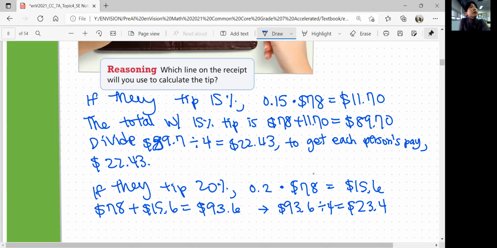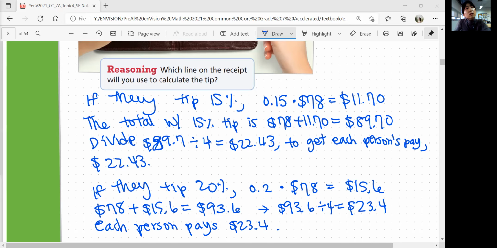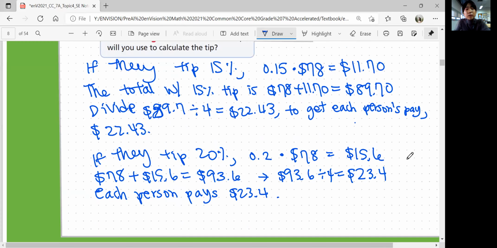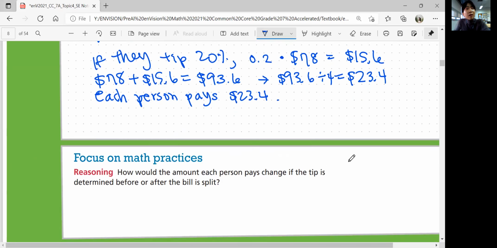So every person will pay 23.4 when they're tipping 20%. Okay, so it's not too different. So they can decide how they're going to tip together. Okay, let's look at focus on math practices.